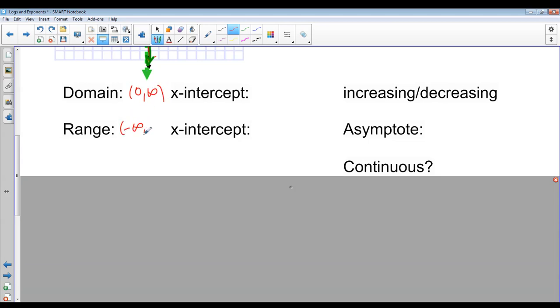The range is negative infinity through positive infinity. The x-intercept for every parent function is going to be (1, 0). That should say y-intercept. There are no y-intercepts. It cannot cross through the y-axis for the parent function unless there are transformations, which we're going to talk about in a second. It's an increasing function.